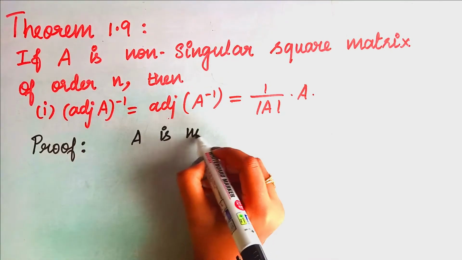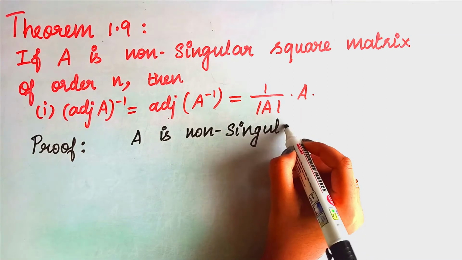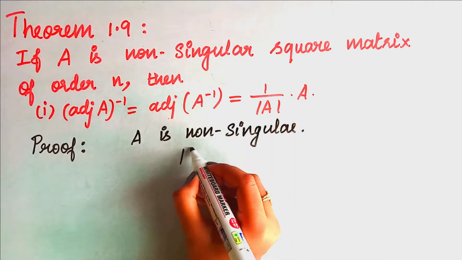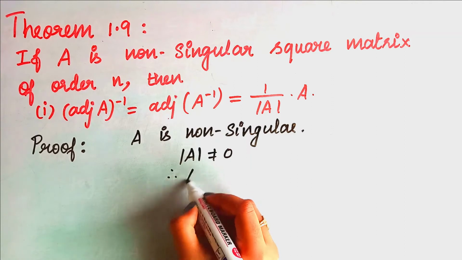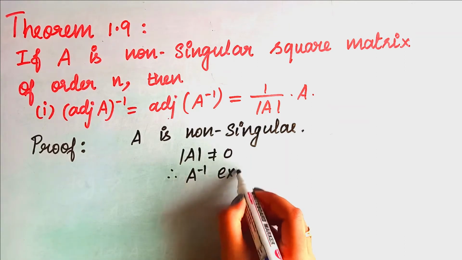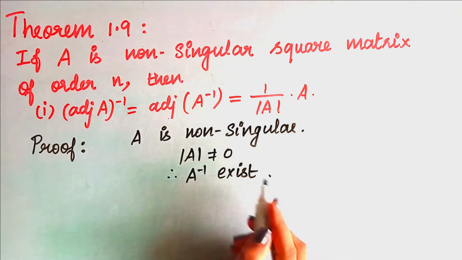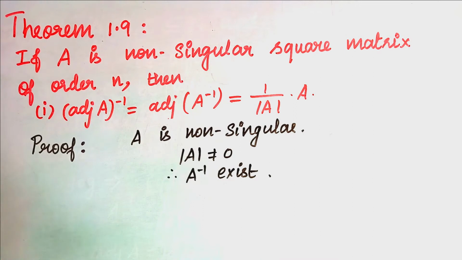A is non-singular. Okay, now if A is non-singular, we have two conditions, which is determinant of A will be not equal to 0, and therefore A inverse exists. So these are the two conditions which we can apply if A is non-singular. Okay, now let's prove the theorem.